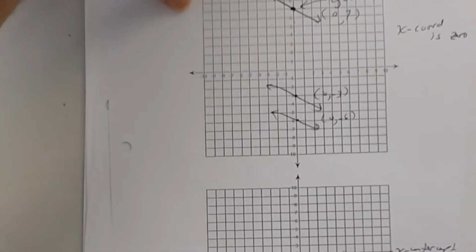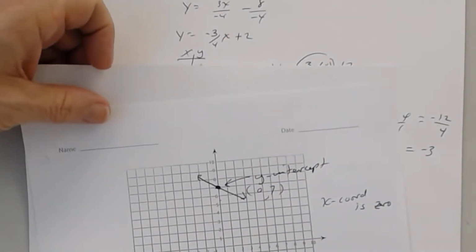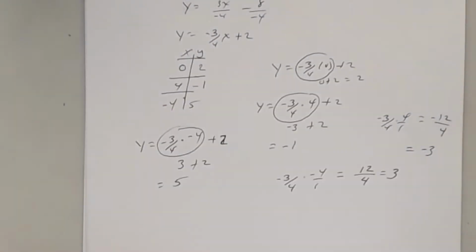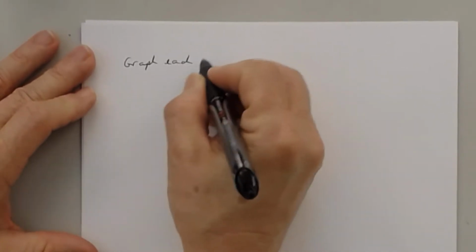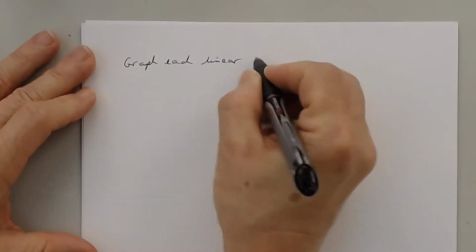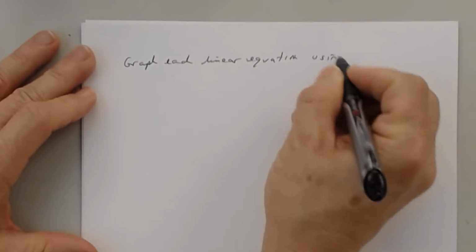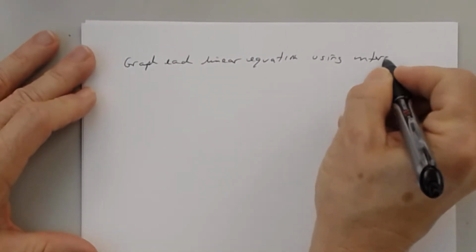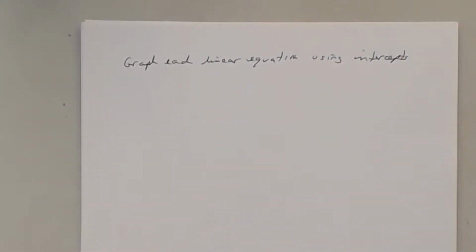Okay, notice the directions on the worksheet you got last class period said use a t-table. The directions for this one are going to say: graph each linear equation using intercepts. All right, graph each linear equation using intercepts.